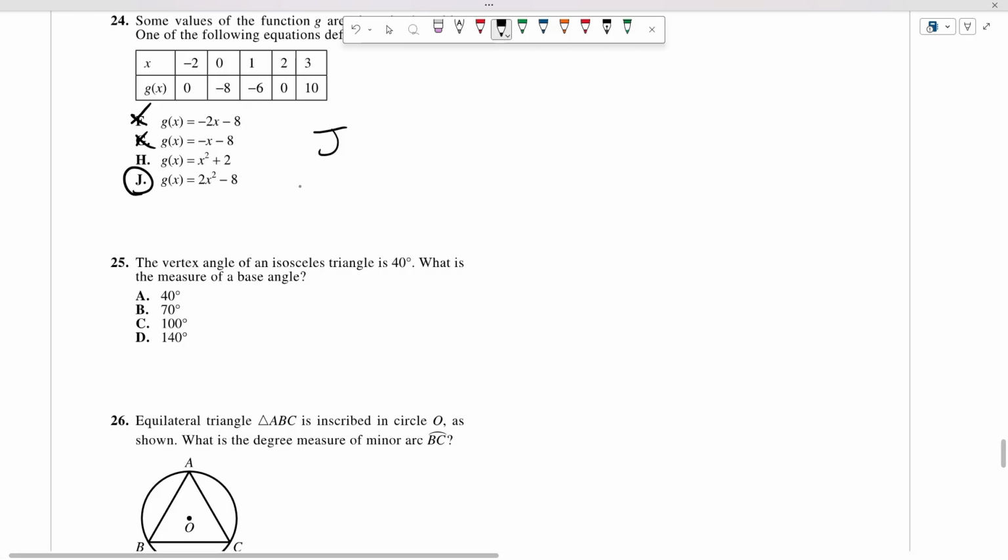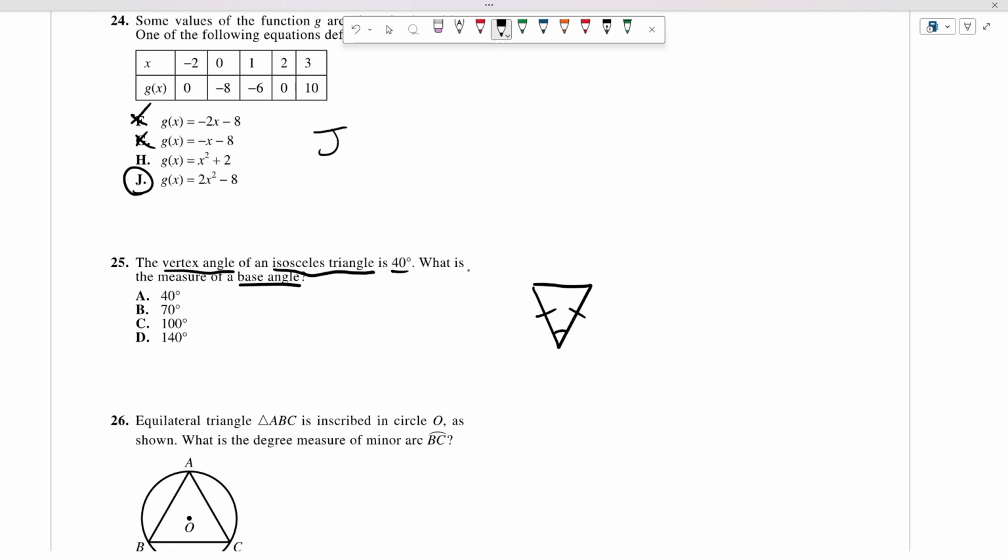Okay, 25. The vertex angle of an isosceles triangle is 40 degrees. What is the measure of base angle? This is kind of tricky terminology. Honestly, I didn't even know this before I had to look it up. The vertex angle of an isosceles triangle means that it's referring to the angle that's in between the two same sides.